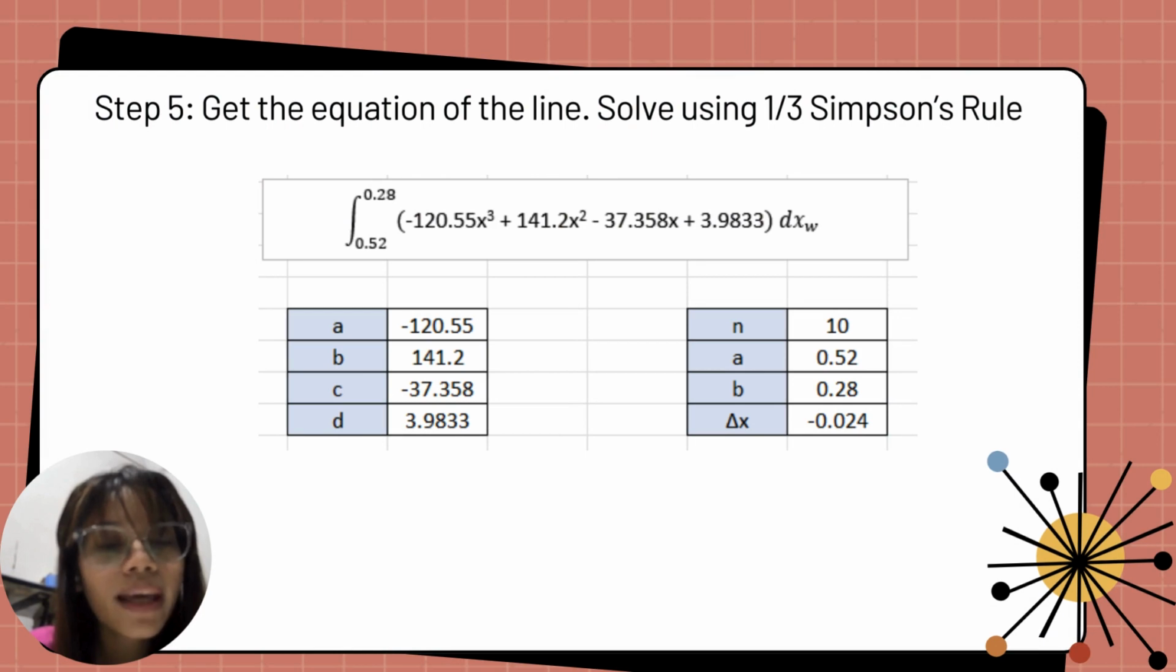In step 5, we get the constant in the equation to make the calculation easier. Then we identified a number of iterations to do in this calculation. So we have a 10 iteration with a lower boundary of 0.52 and an upper boundary of 0.28. Hence, our delta x is 0.024.